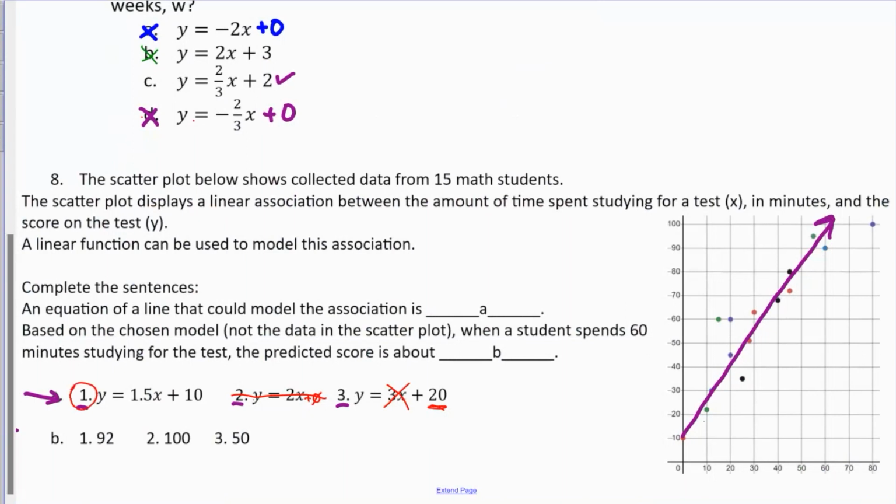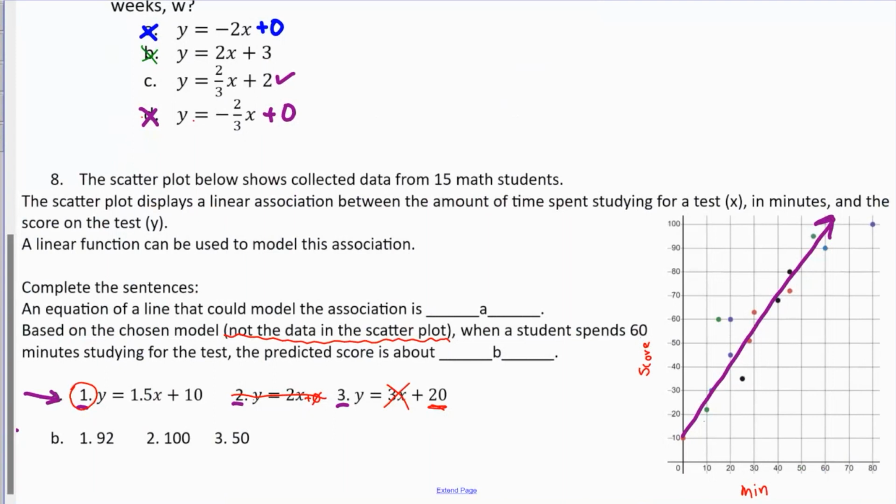Next says, based on the chosen model, not the data on the scatter plot, when the student spent 60 minutes studying for the test, the predicted score is about. Now, we want to see about how much students are going to have at 60 minutes. What are they likely to score? Well, I know my X was our minutes and our Y was our score. Now, it says not the data in the scatter plot. We're not using the data in the scatter plot.